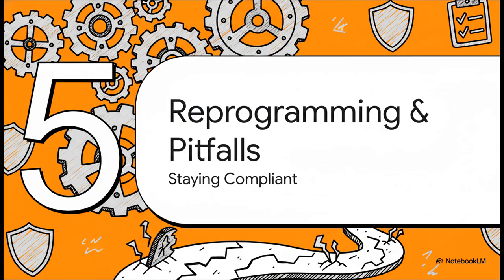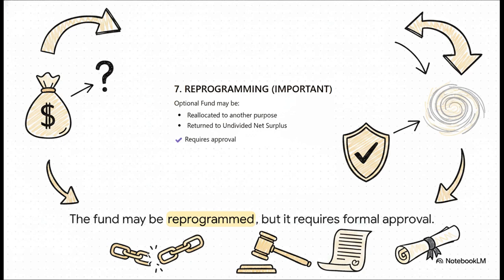Section 5. Reprogramming and common pitfalls. Let's talk about staying compliant. Look, we all know plans change. A project might get canceled, or hey, maybe it comes in way under budget. The really good news here is that the optional fund can actually be reprogrammed. You can reallocate it to another valid purpose, or you can even return it entirely to the undivided net surplus. But listen carefully to this. Doing so absolutely requires formal approval. You definitely cannot just shuffle this money around on a whim.